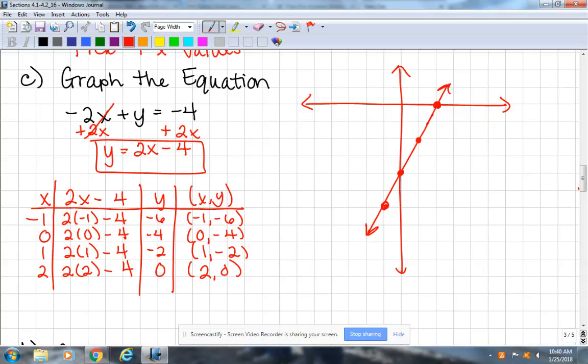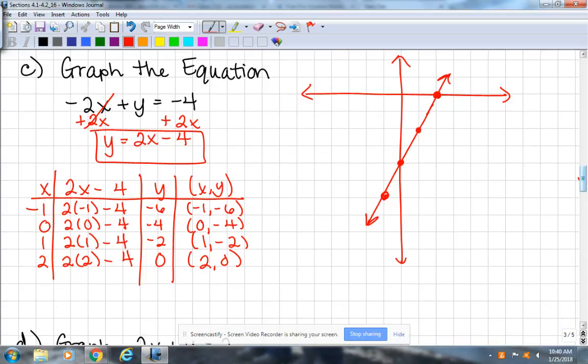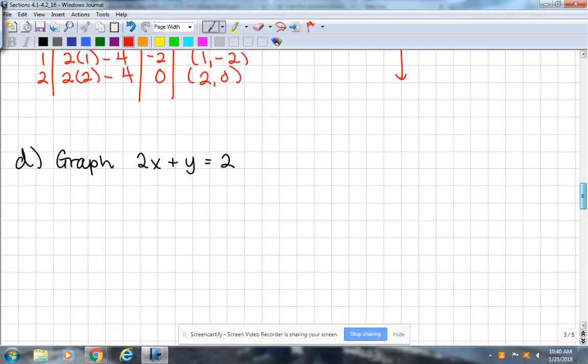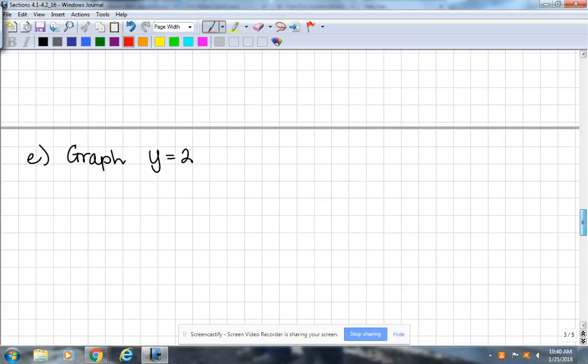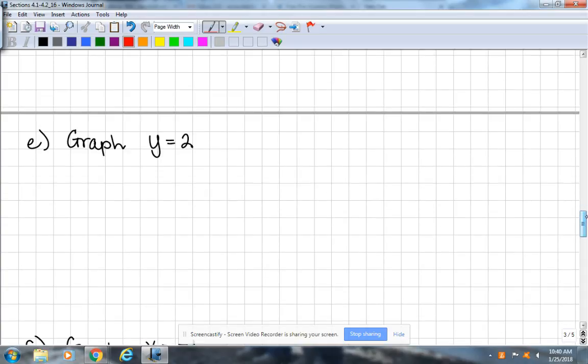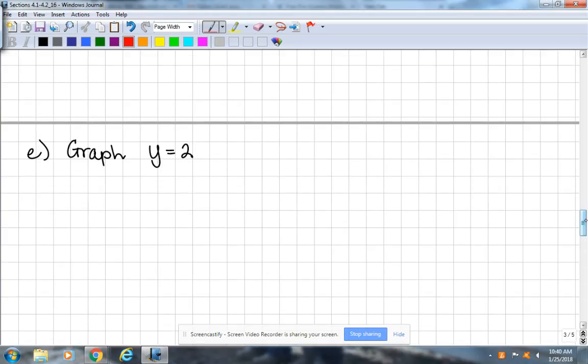Y'all want to see another one, or you want to skip the next example? Okay. We will. Let's look at the special cases. This one's different. What's a little bit different about this one? We only have y. We don't have x, right? Okay. Does anybody remember anything about a graph that only has a y and no x?